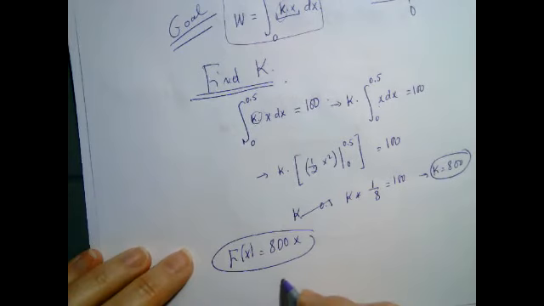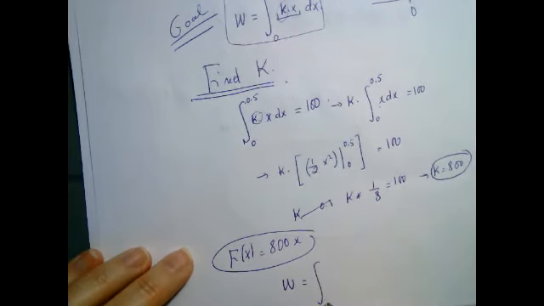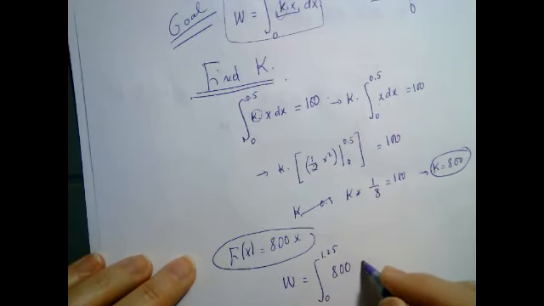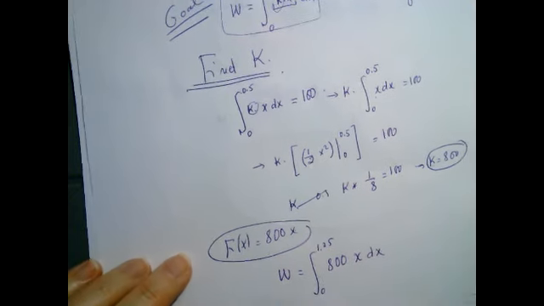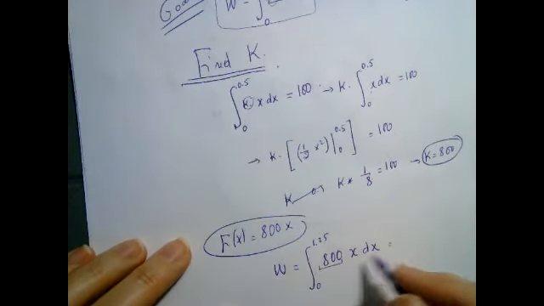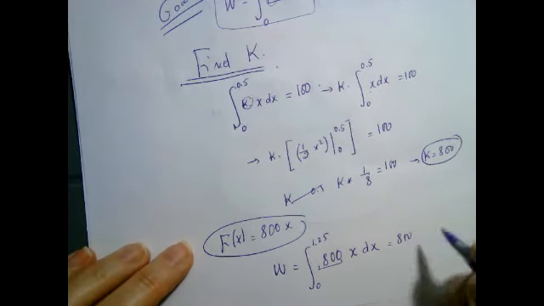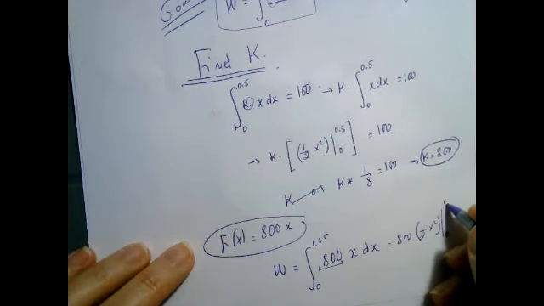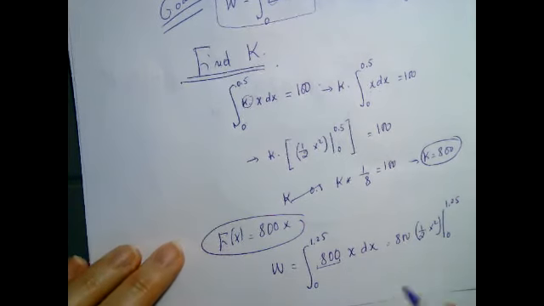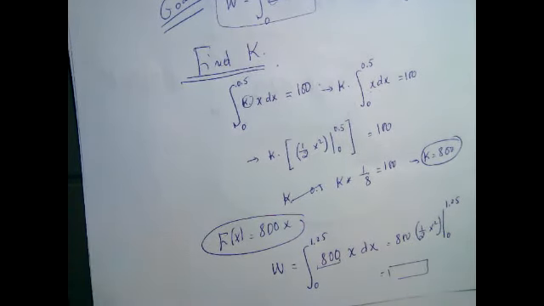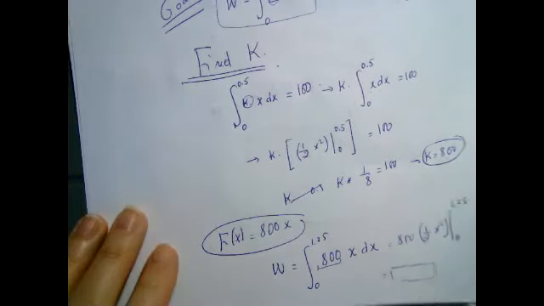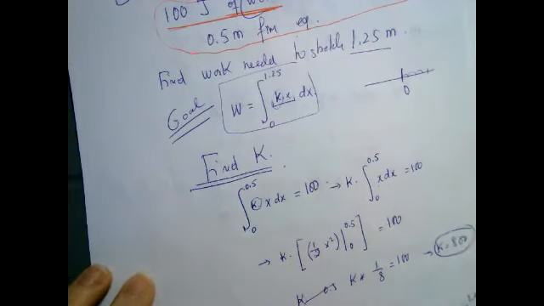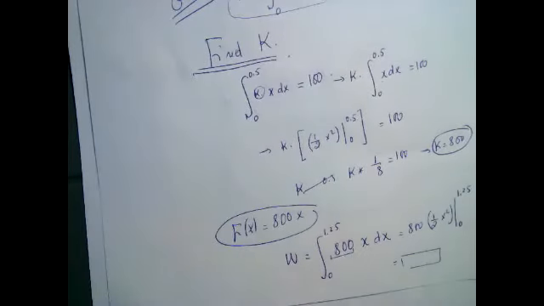Now the work to stretch it 1.25 is the integral from 0 to 1.25 of 800x dx. Now I compute that. 800 is a constant, so I can pull it out. Then I will have a half x squared evaluated between 0 and 1.25, and then you can finalize the answer. So that's part A, because in part A they gave you 100 as the work, not the force. Now we look at B.